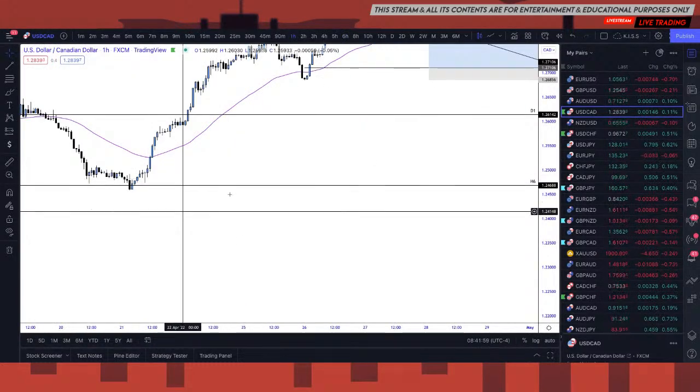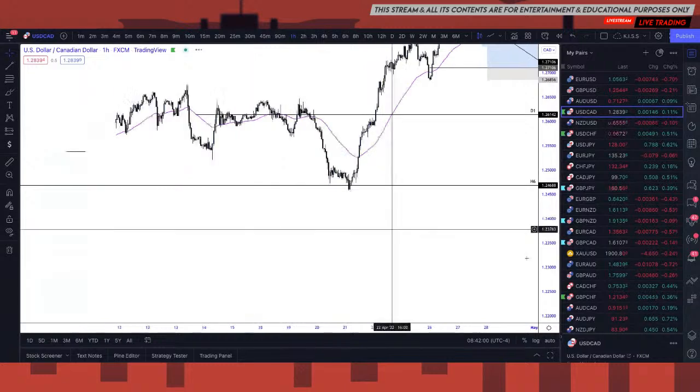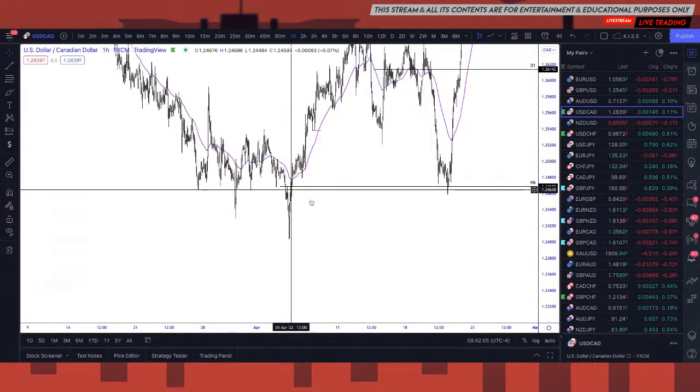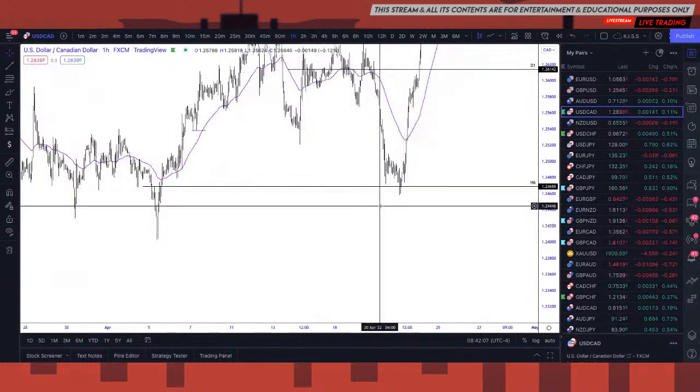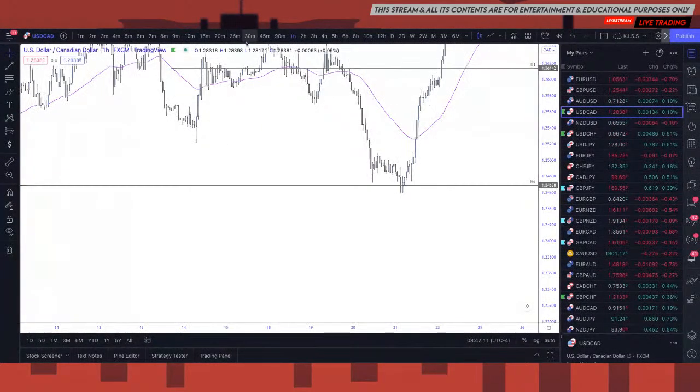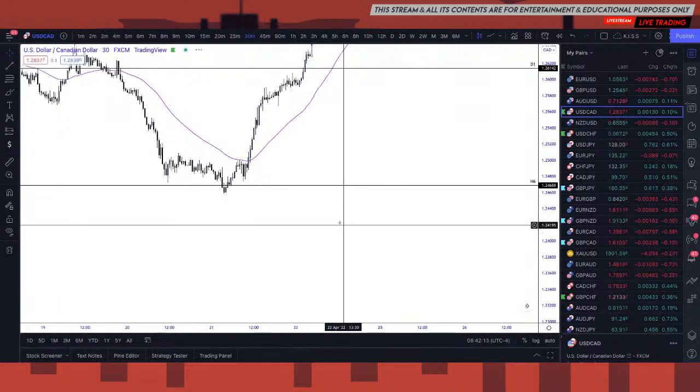All right, so we have the 6 a.m. 6-hour candle, which is the POI here, trading into discount. All right, let me hop on down to the lower time frames.